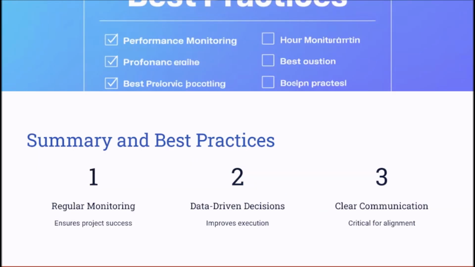And to summarize our session on continuous monitoring using the work performance data as part of the execution phase, data-driven insights and clear communication are essential for ensuring the project success. Proactive adjustment keeps the project aligned with the strategic objectives.